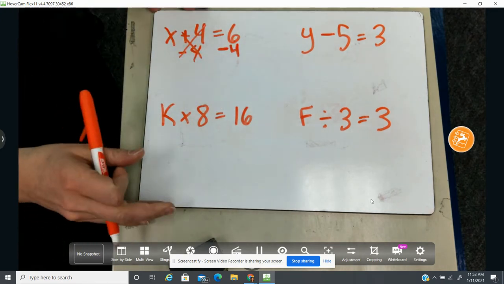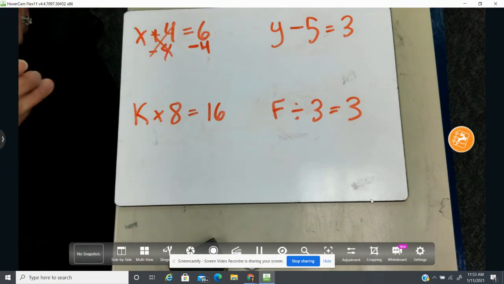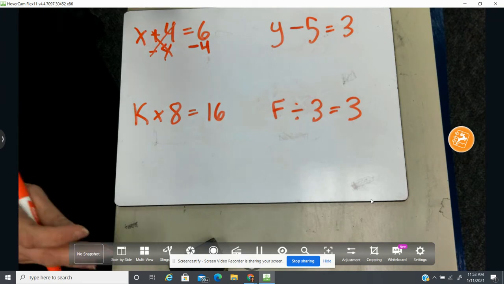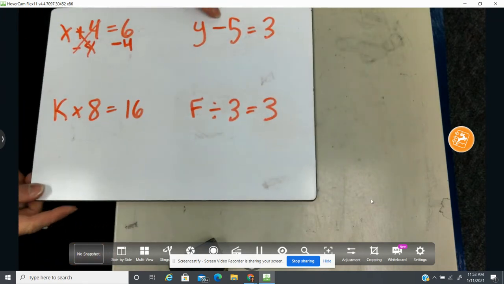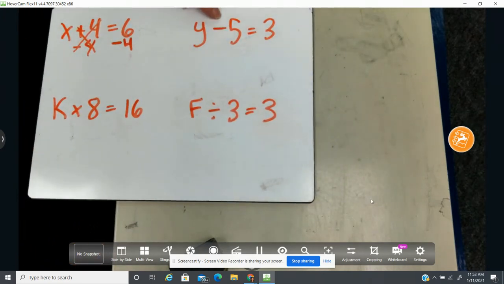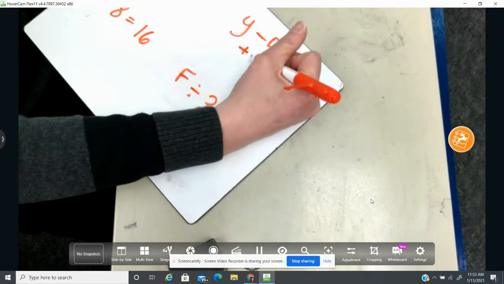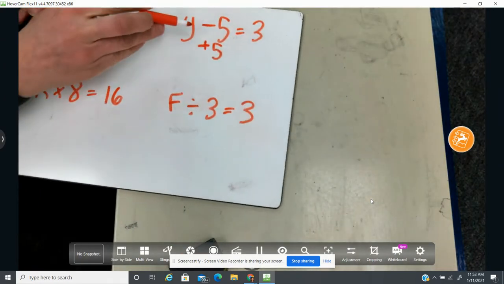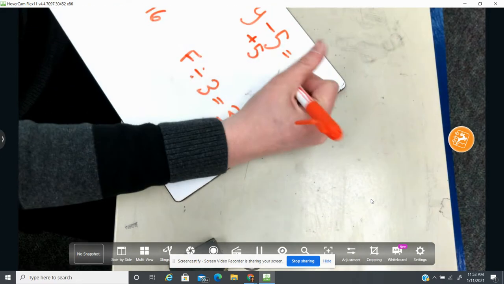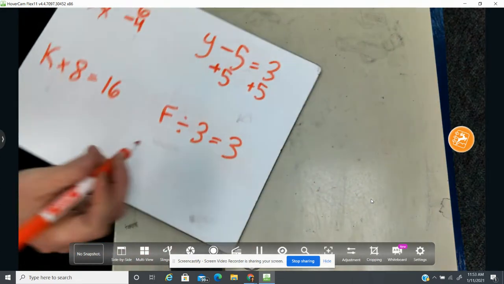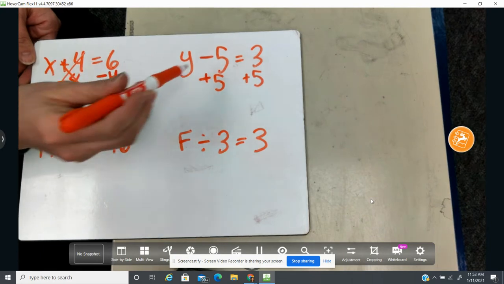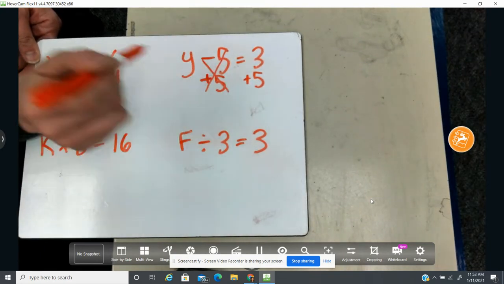Let's talk about more undoing. We're not going to worry about trying to solve equations yet. I just want to show you what it looks like to undo something. If you need to undo or cancel out a minus 5, you are going to add 5. Remember, if you do it to one side of an equation, you have to do it to the other. Okay? So this plus 5 minus 5 is going to cancel.